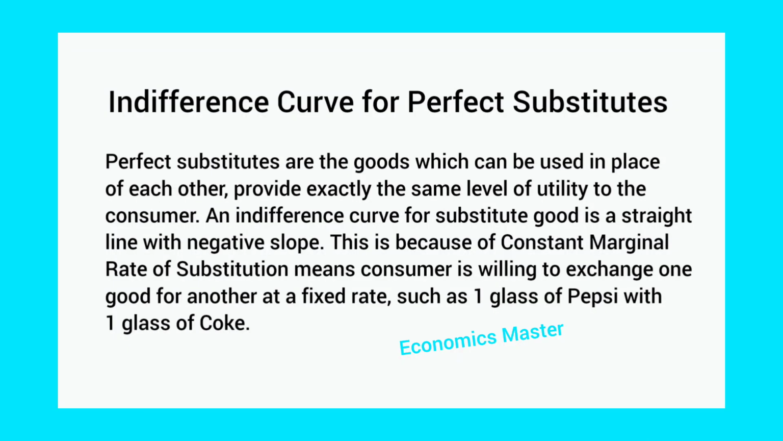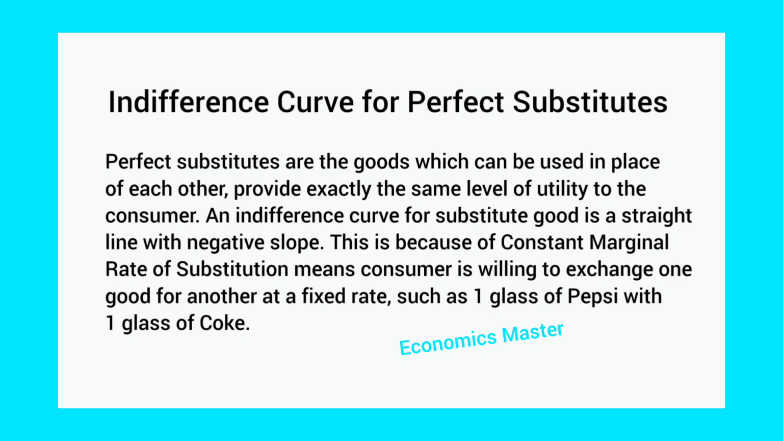Indifference curve for perfect substitutes. Perfect substitutes are the goods which can be used in place of each other and provide exactly the same level of utility or satisfaction. Best example is tea or coffee. When we draw the indifference curve for the perfect substitute, we will get a straight line curve with negative slope. This is because of the constant marginal rate of substitution.